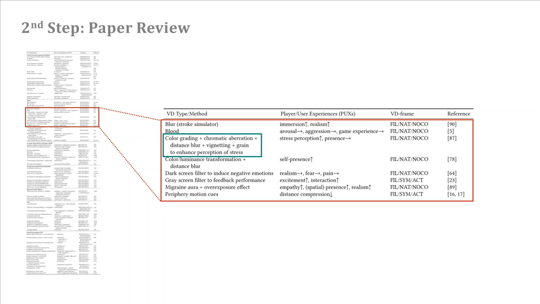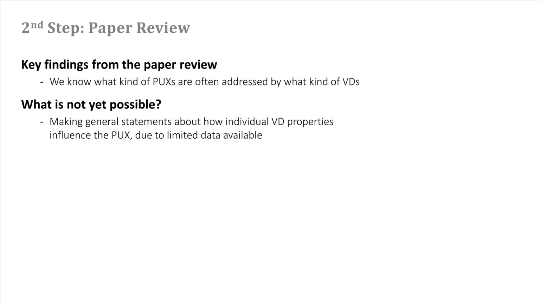We listed the visual delegate types we found, as well as associated player-user experiences measured. The arrows indicate whether the use of the visual delegates led to an increase or a decrease of the player-user experience, or whether no difference in the player-user experience could be measured. We also translated each visual delegate into our framework. The results indicate which player-user experiences are frequently addressed by which visual delegate.